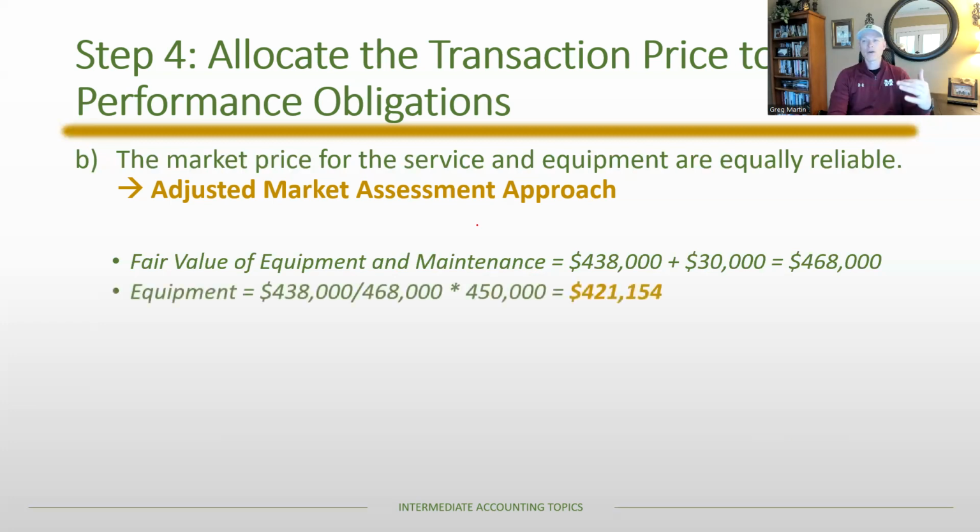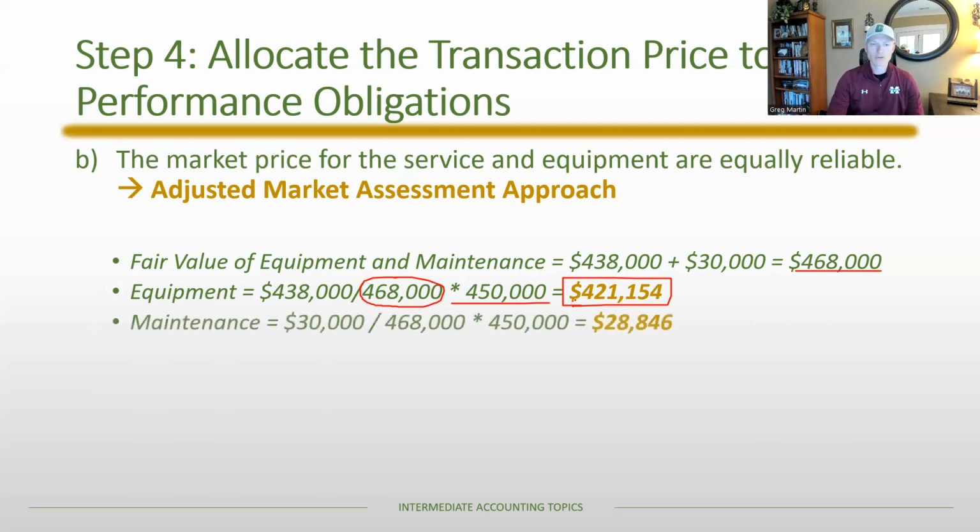Then what you do is you allocate proportionally. The proportion of the standalone or market value for the equipment is 438 out of 468. Notice that we apply that to the actual sales price. The denominator is from the total fair value or total standalone price, but we're applying the proportion to the actual sales price. Essentially this is inferring the discount on the equipment because it's being bundled with the service. And then we similarly do the same for the maintenance.